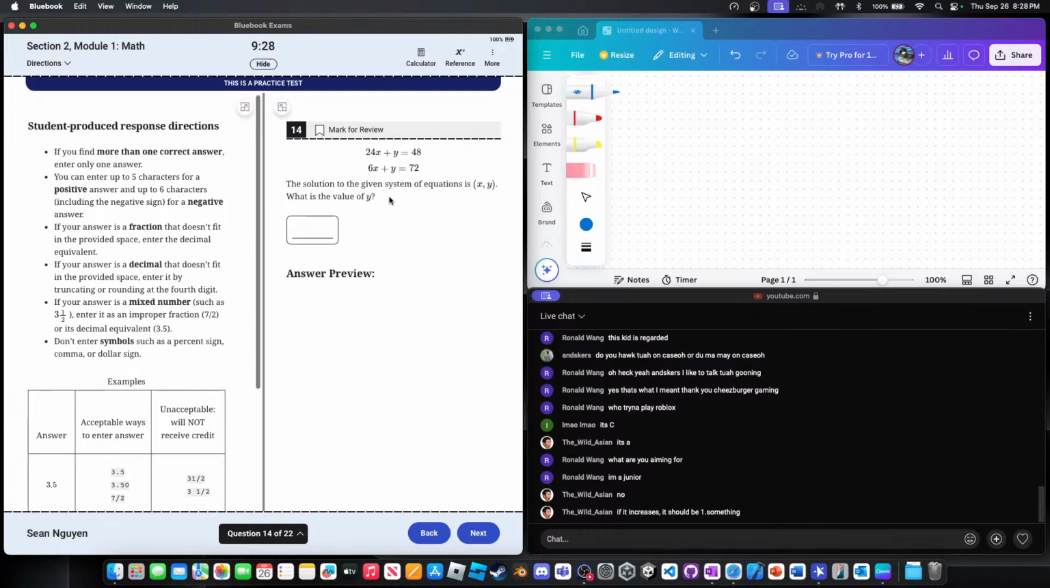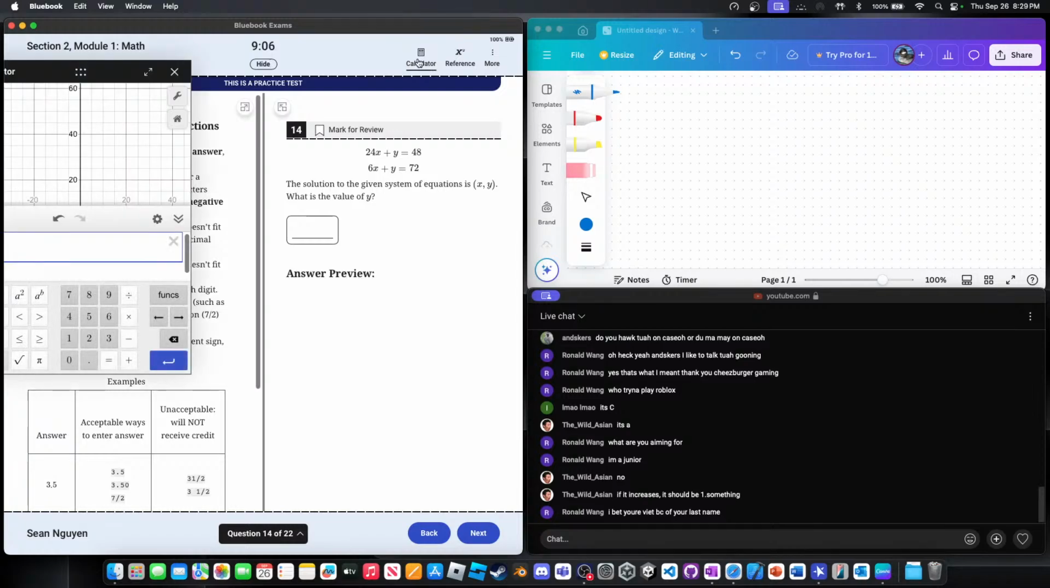Now, I remember that I could isolate. No, what is the value of y? Because we can multiply by 4. Okay, so we can multiply 4 with the bottom equation here. So I'm going to get 24x plus y is equal to 48, and the other equation being 24x plus 4y is equal to 74. Excuse me, times 4.